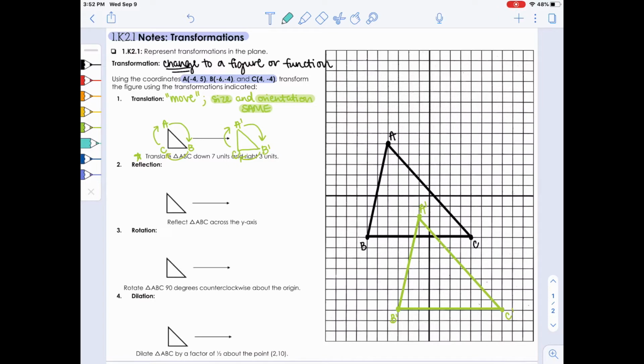Let's go ahead and look at a reflection. This is kind of like a mirror image. Okay, and typically we're given a line to reflect a shape over in geometry, like an axis or an actual line like y = 2. Okay, so the size again is going to stay the same.